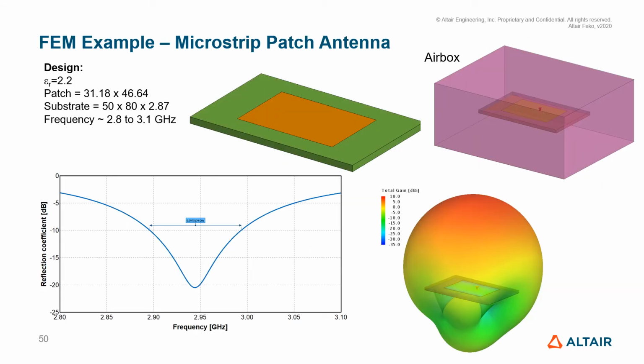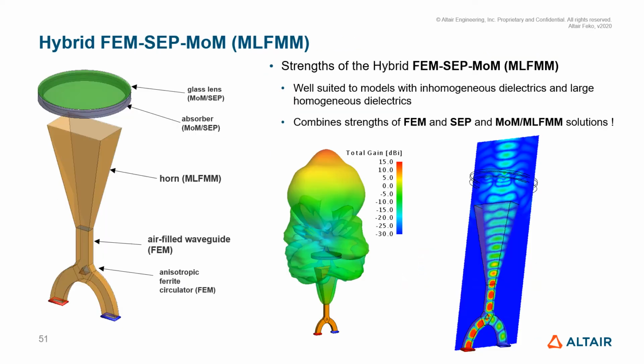Just for the sake of example, let's take a look at a microstrip patch antenna like the one we are showing here. This is a CAD model, and you can also put the airbox around it. And when you discretize it, there will be tetrahedrals inside this dielectric volume, as well as tetrahedrals in the air volume within the airbox. Because you can solve it using what we call an FEM-only solution, and you can compute the reflection coefficient as well as the radiation pattern.